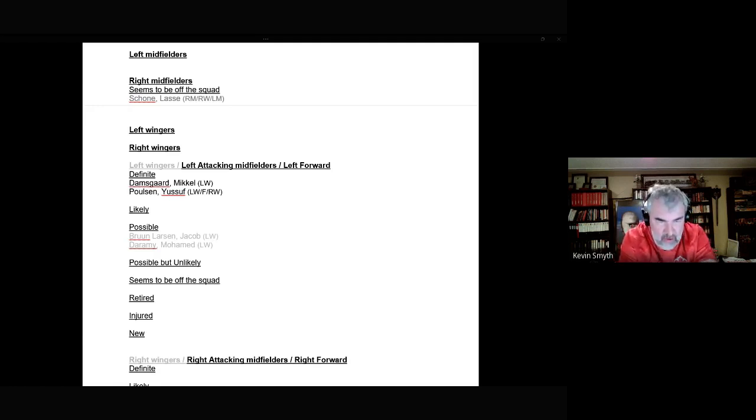Yusuf Poulsen, we would also consider a definite candidate. He started 7 of their 13 games since the 2021 Euro Cup, and he was subbed in for 2 and on the bench for 1. However, he was injured for 2 games, including the last match in June. So we'll have to check into his injury situation, which we'll do at the end. Yusuf Poulsen has been with the team for quite a while, since 2013, and he has 68 caps and 11 goals and is 28 years old.